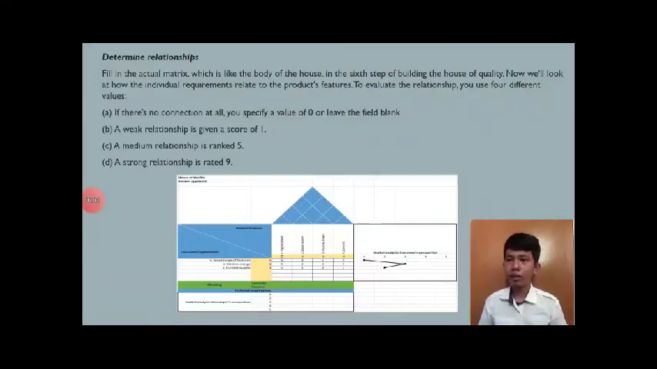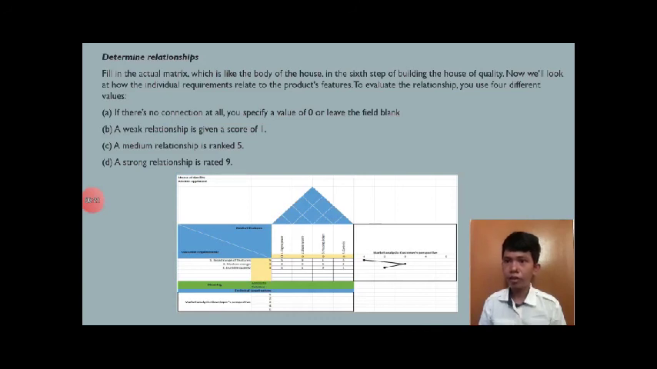So the sixth step is determine relationship. Fill in the actual matrix, which is like the body of the house. In the sixth step of building the house of quality, now we will look at how the individual requirements relate to the product's features. To evaluate the relationship, you use four different values.